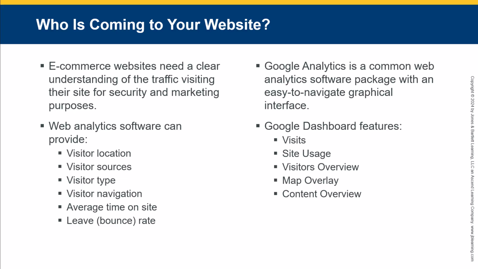Some of the more common analytics done for web trafficking are things like location. Where is the visitor's location currently? What's the visitor's source? Visitor type. How they navigated there. Average time on the site. And how often do they stay on the site, or when do they leave?